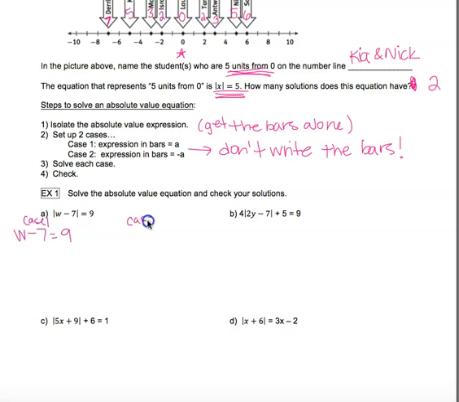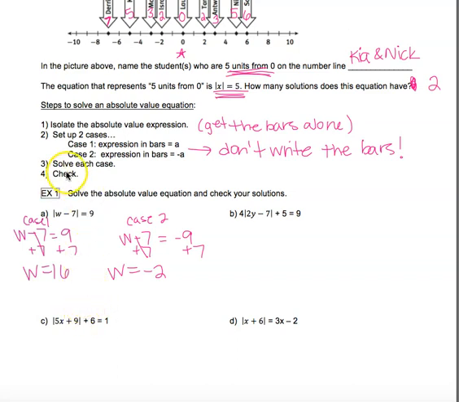Case 2, we take the expression in the bars again, w minus 7, and we set it equal to the opposite of the answer. So the opposite of 9 is negative 9. Step 3, we're going to solve each case, and these are very simple equations to solve. Add 7 to both sides. 9 plus 7 is 16. Over here, when I add 7 to both sides, negative 9 plus 7 is negative 2. So I have 2 solutions.